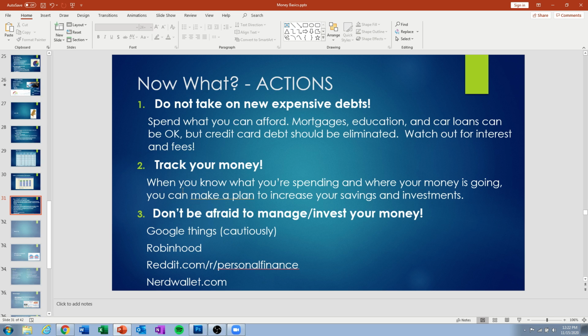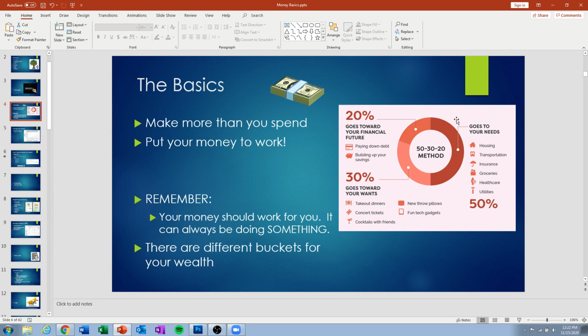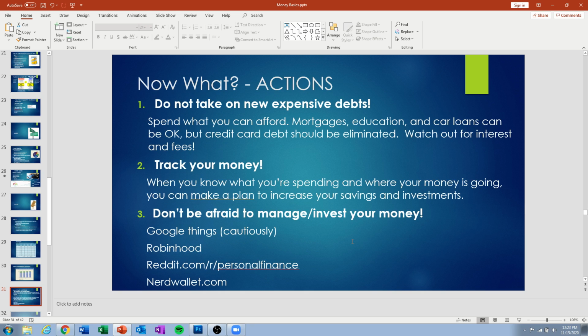Second action would be track your damn money. Know what you're spending your money on and where it's all going, and then make a plan to increase your savings and make a plan to invest your money. Let me just touch on this top slide again, that 50/30/20 method, where a certain percent goes to needs, a certain percent goes to wants, and a certain percent goes towards your financial future. That's really key. So track your damn money.